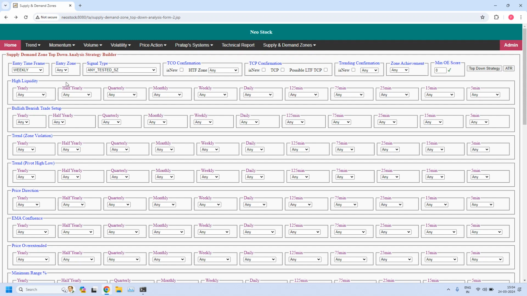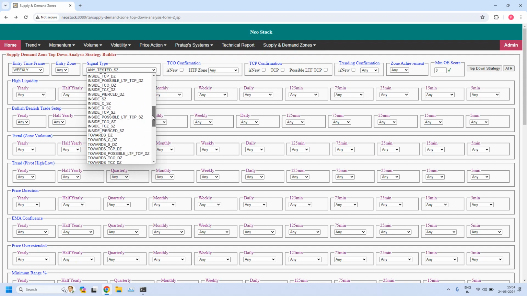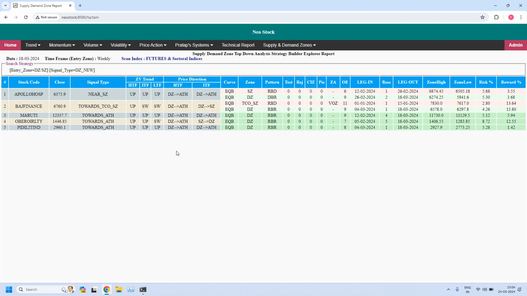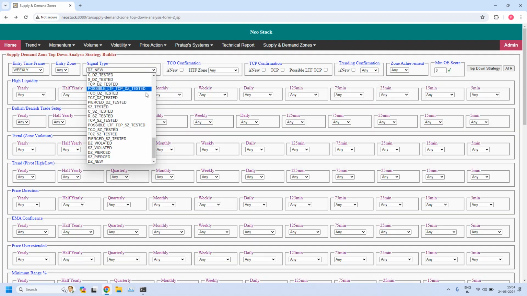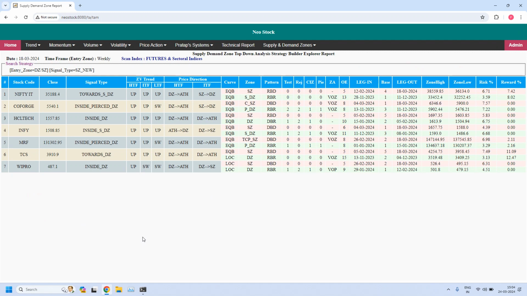So let's go back. For the weekly time frame, let us find the stocks having newly created weekly demand zones. These 5 stocks are having newly created weekly demand zones. So let me go back. For the weekly time frame, let us find the stocks having newly created supply zones. So these 7 stocks are having newly created weekly supply zones.